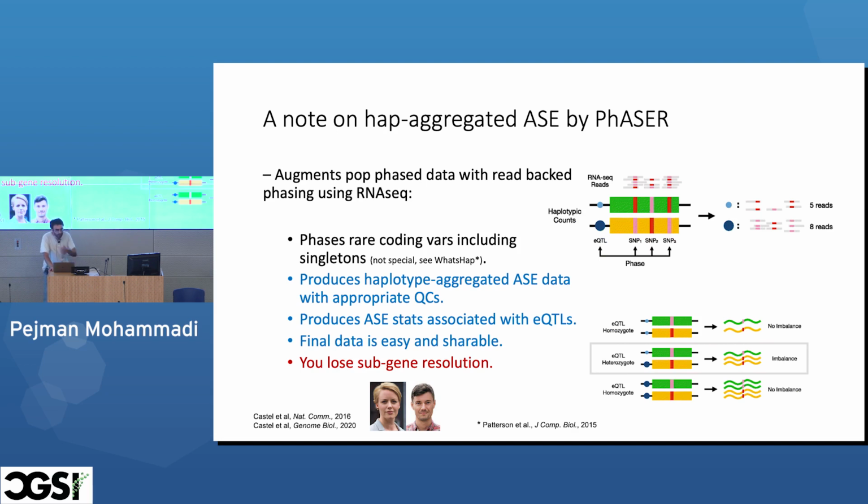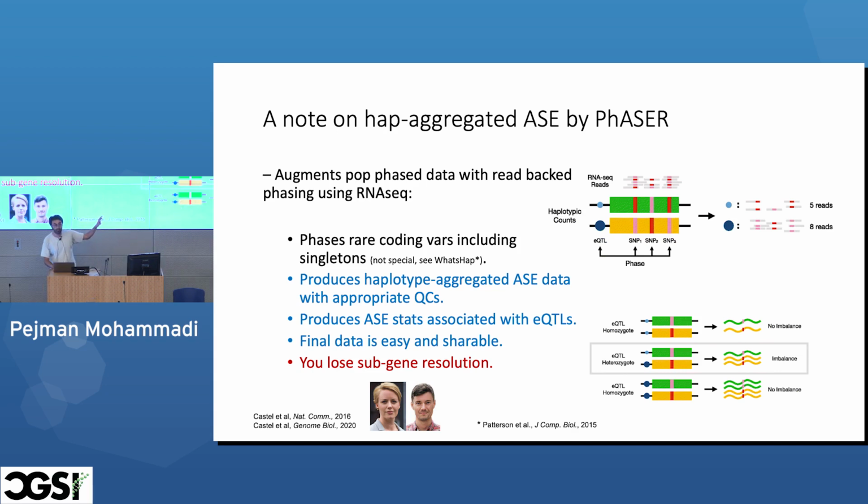Another thing that phaser can help you do is that you can give it a list of non-coding SNPs that you're interested in, to find what the ASC signal associated with them is. The common example would be eQTLs. Let's say you have an eQTL, and you want to know if that eQTL has a cis signal associated with it. You just give that to it, it leverages the phasing and produces that for you.